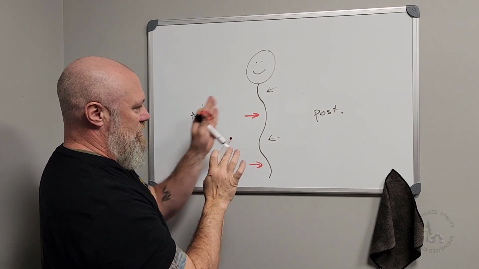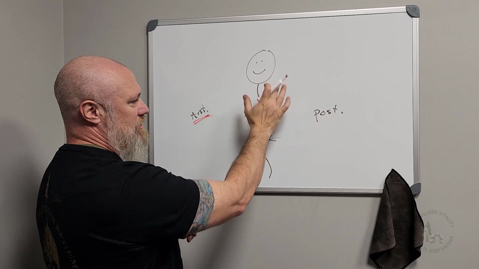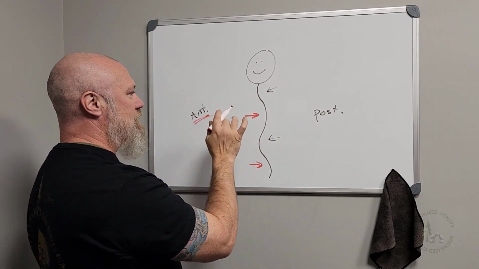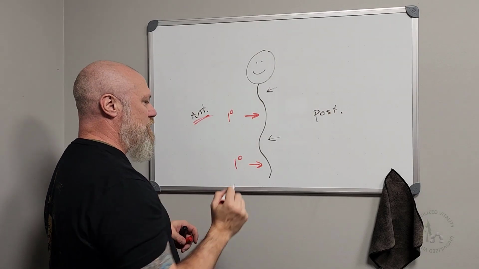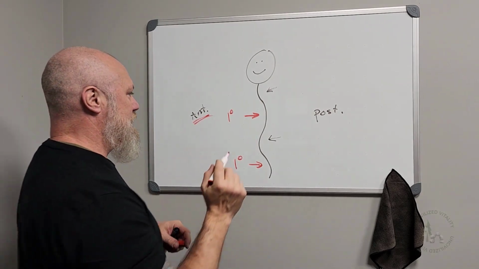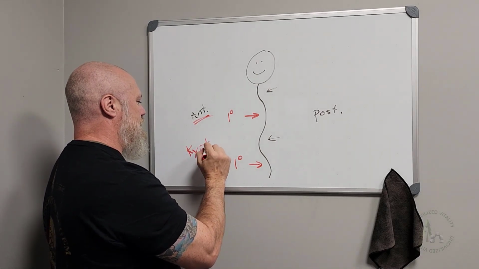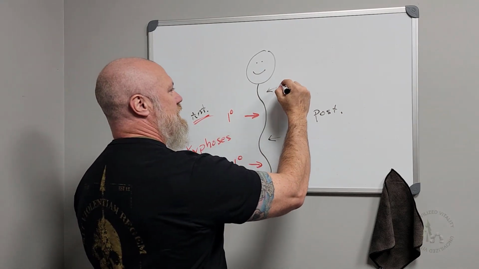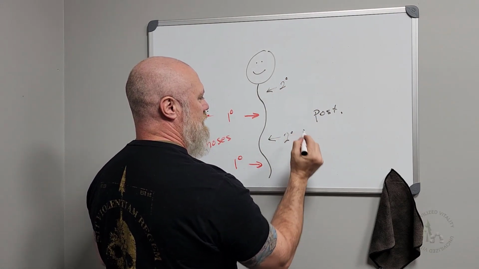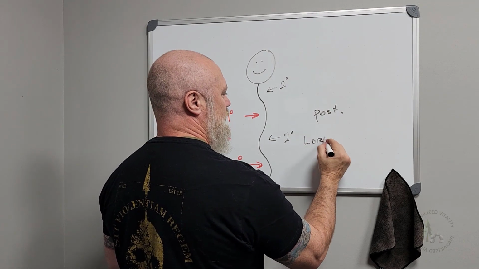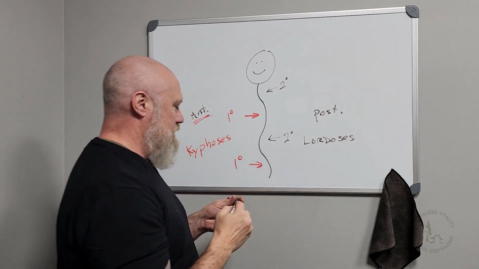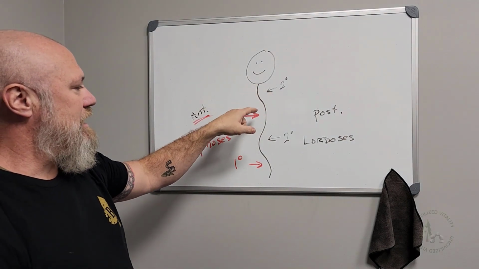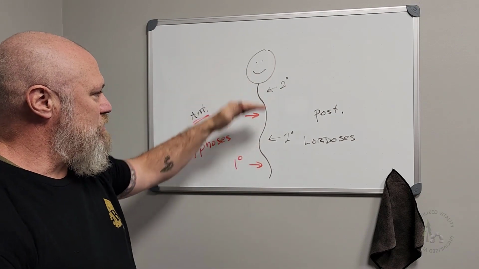The curves that remain in the adult spine, with this little kind of S shape, the ones that remain in the same orientation as the fetal spine, are called primary curves. And you can also refer to these as kyphoses. And then the secondary curves that come in the cervical and the lumbar are referred to as lordoses.